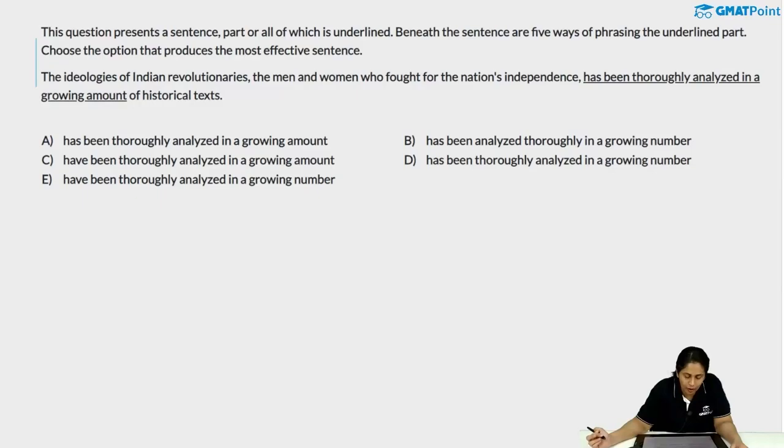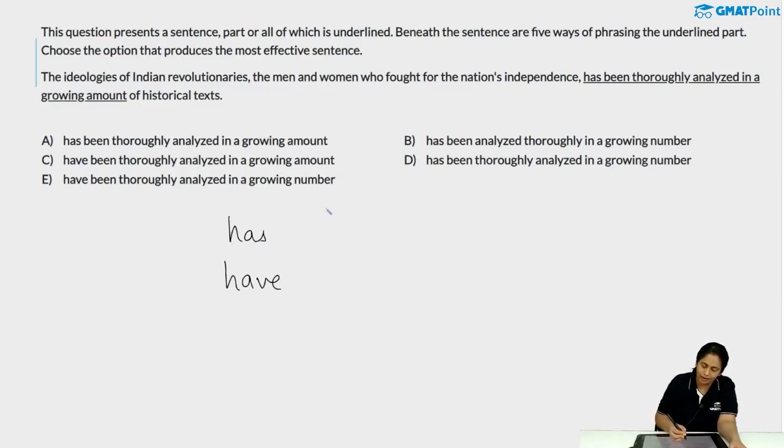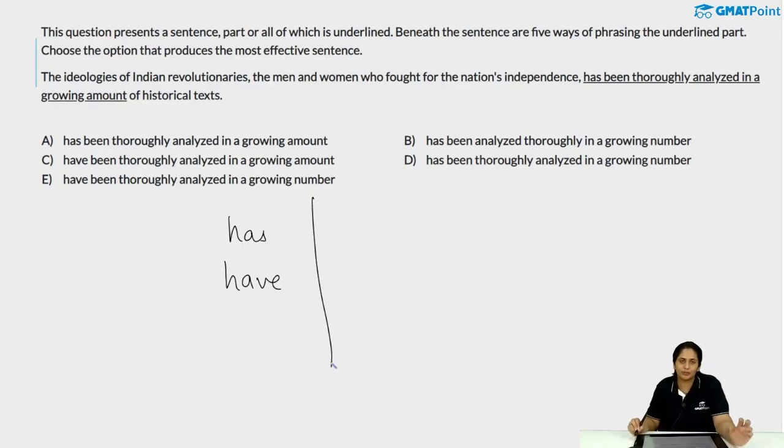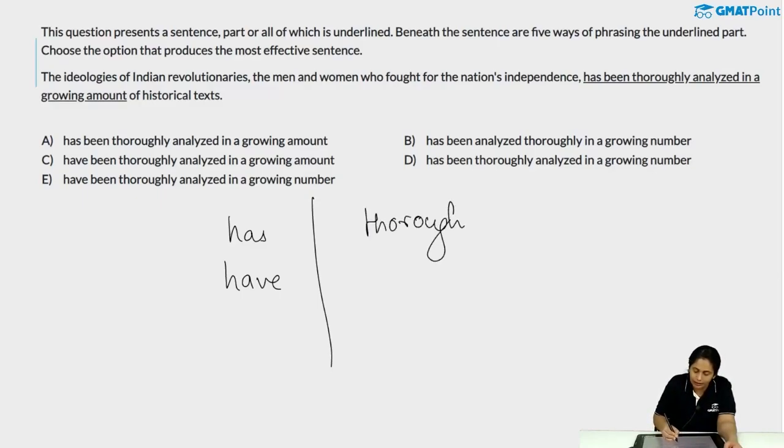If I look at the options, there is a split between "has been" and "have been". So the first split that I see is the split between "has" and "have". So if you have to choose whether it should be "has been" or "have been", then you have a split between "thoroughly analyzed" and "analyzed thoroughly". So that should be the second split that we have. Essentially, should it be thoroughly analyzed or analyzed thoroughly? Again, it doesn't make much of a difference. But we'll keep it for now. I think both of them are correct.